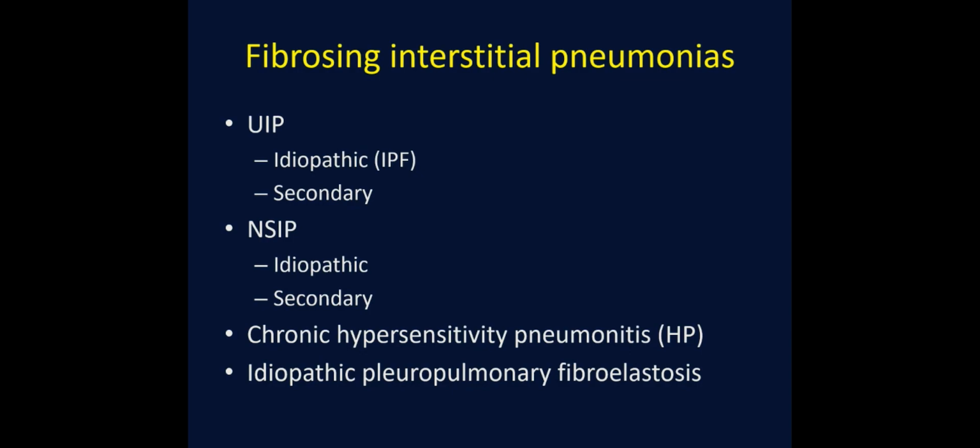We will spend most of our time talking about UIP, which may be idiopathic, in which case it is called idiopathic pulmonary fibrosis, or may be secondary to other conditions. And we'll talk about idiopathic and secondary forms of NSIP. We'll also talk about chronic HP.